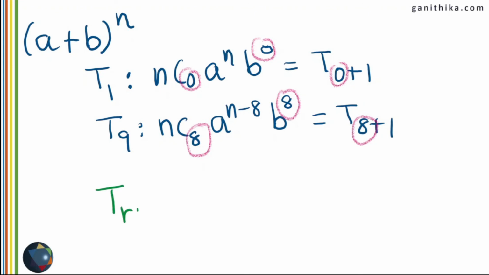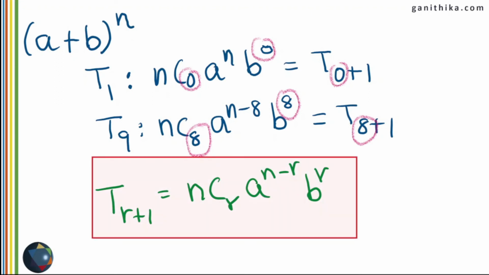Therefore, in general, T(r+1) will have nCr, a^(n minus r), b^r. So if you have nCr and b^r, then it is T(r+1). So this is the general term in the expansion of (a + b)^n.